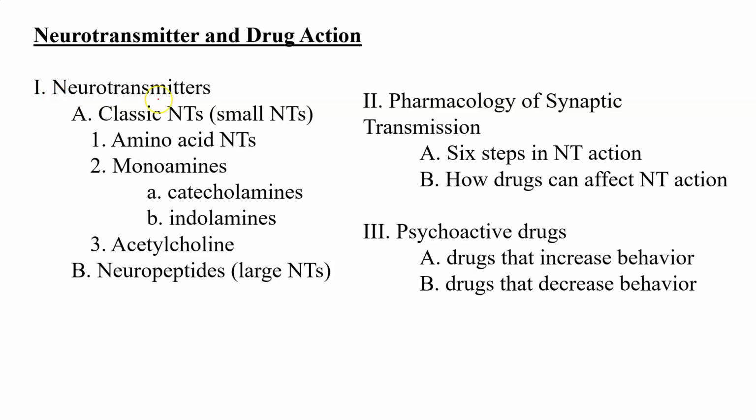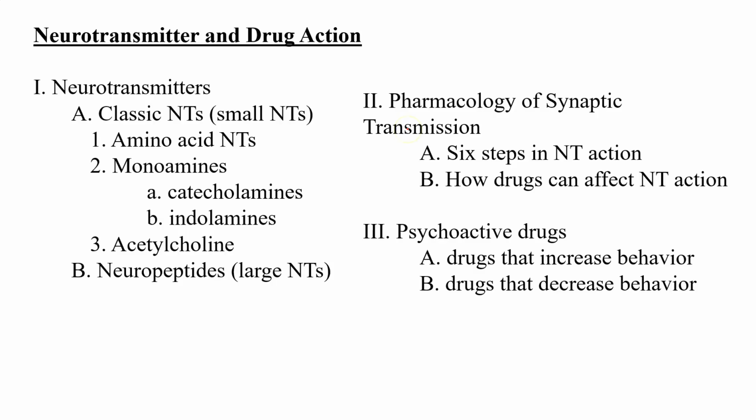We'll talk about neurotransmitters, the different kinds of classic neurotransmitters, aka small neurotransmitters that exist in the nervous system. And then we'll briefly touch on, by brief I mean like one slide, on neuropeptides, because they largely serve to modulate or modify the actions of the classic neurotransmitters. The classic neurotransmitters are the ones that are doing most of the work in the central nervous system.